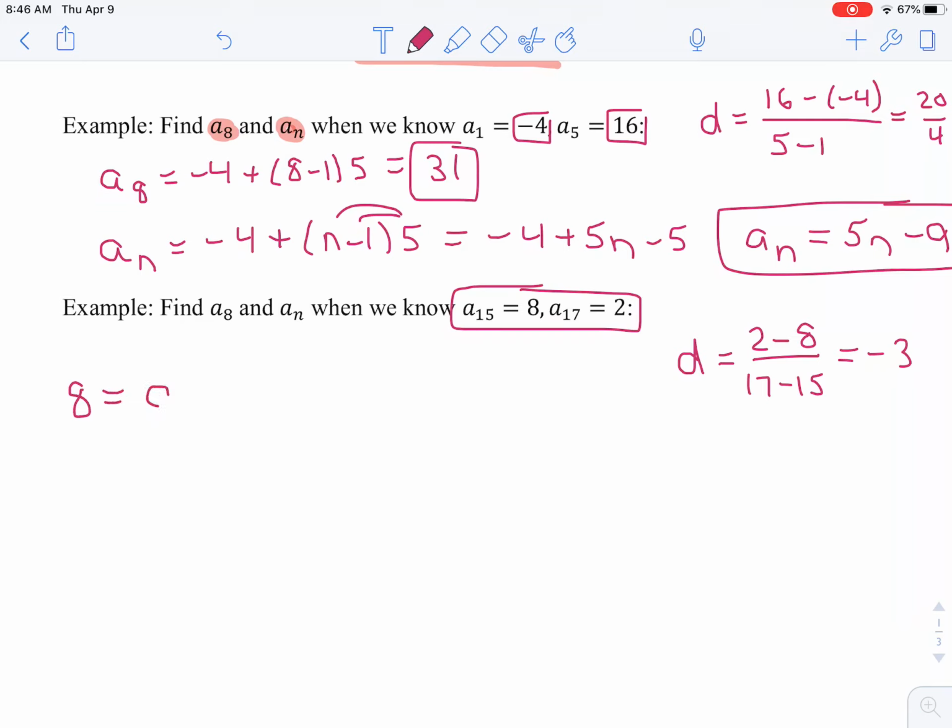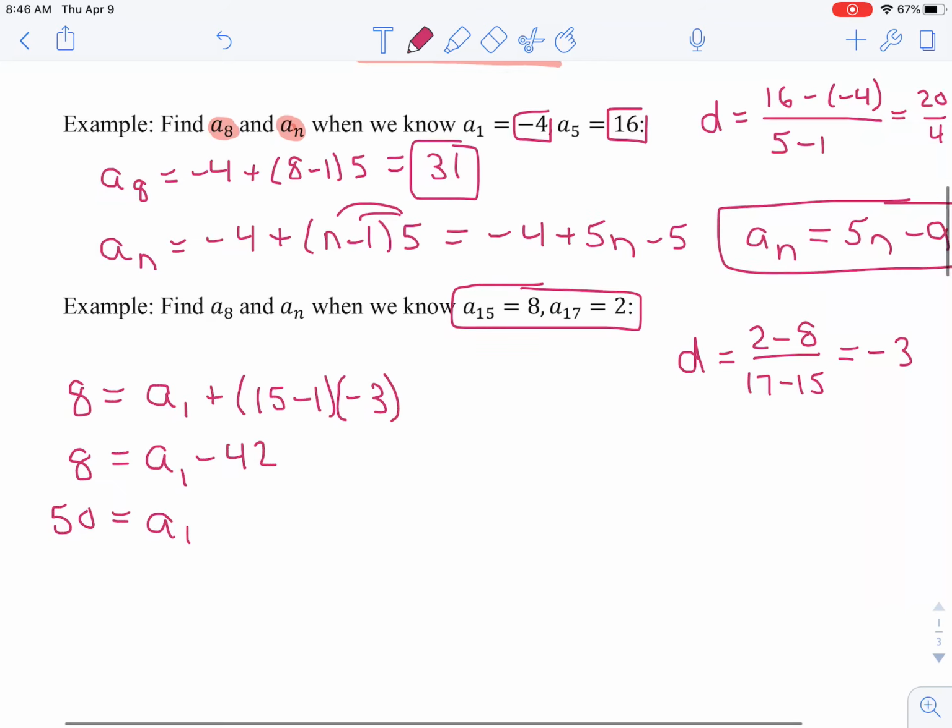So a sub 15 is 8. And that should be equal to the first term, which we don't know, plus n minus 1. So n is 15 because we're choosing the 15th term, times the common difference of -3. 8 equals, then we got 14 times -3, so we got a -42. We add that over to see our first term would be 50. So a little bit different than the last problem. We had to find our first term.